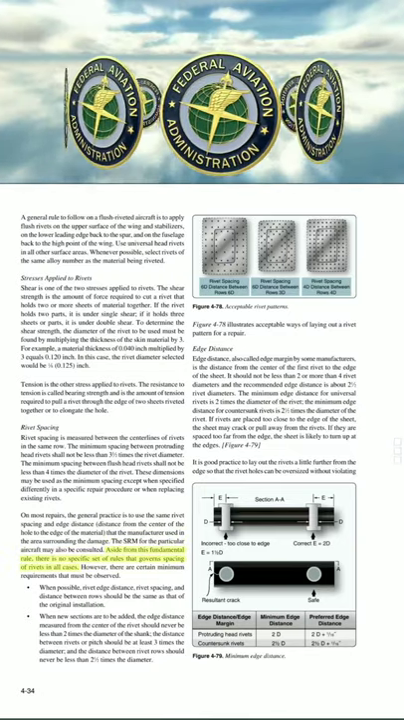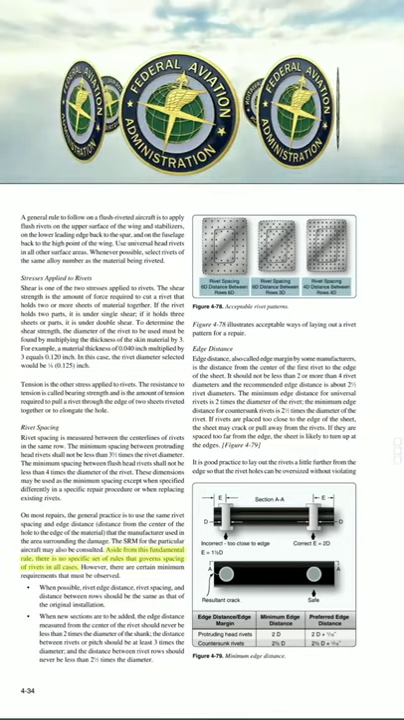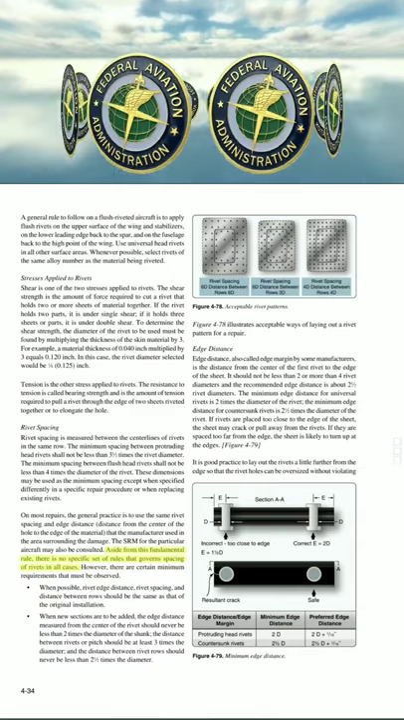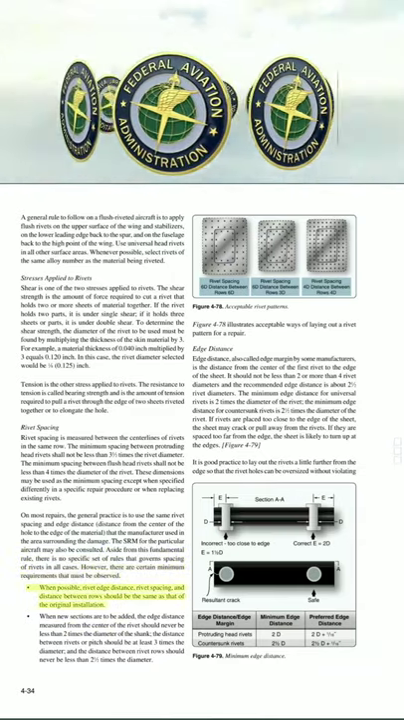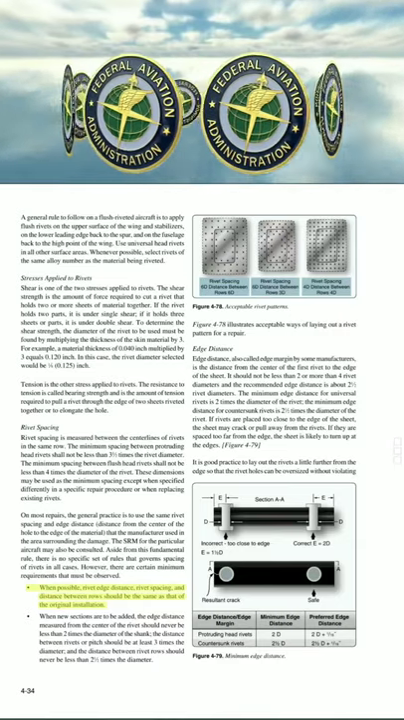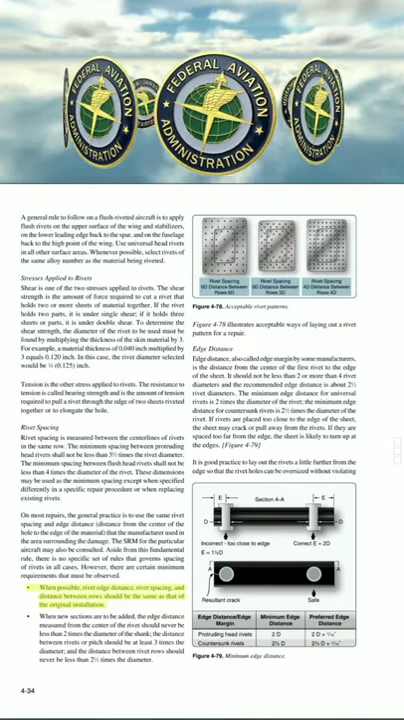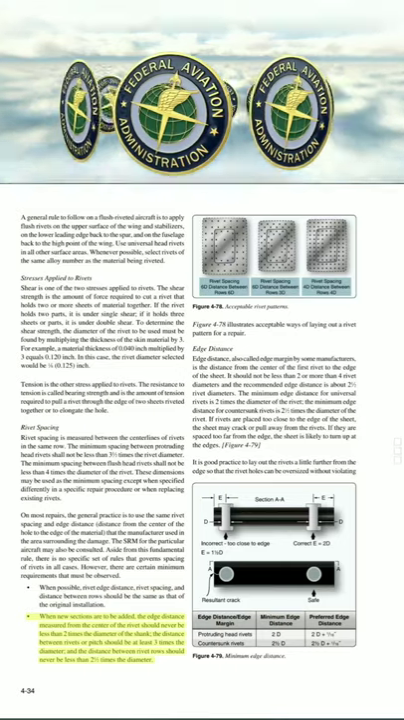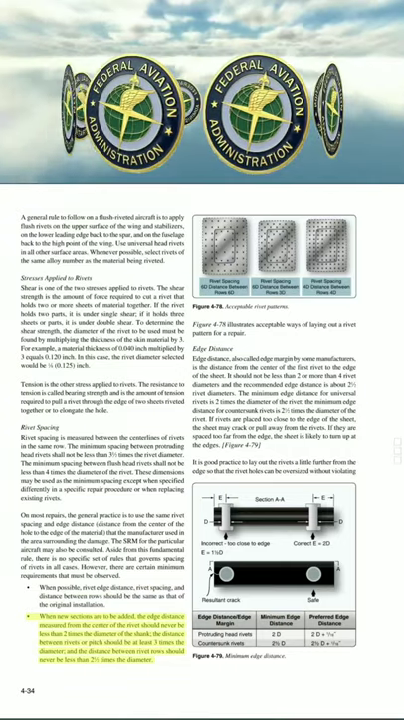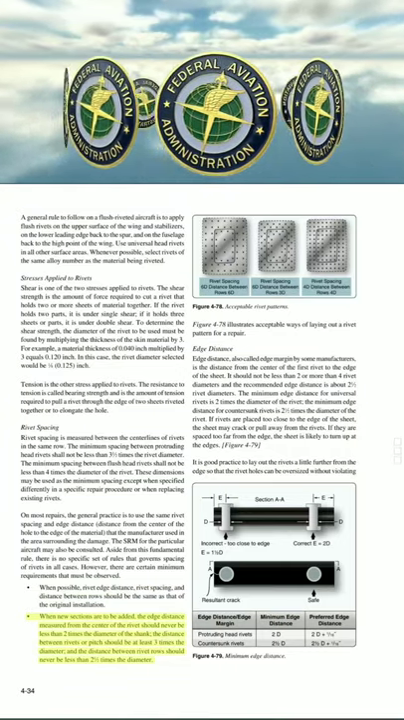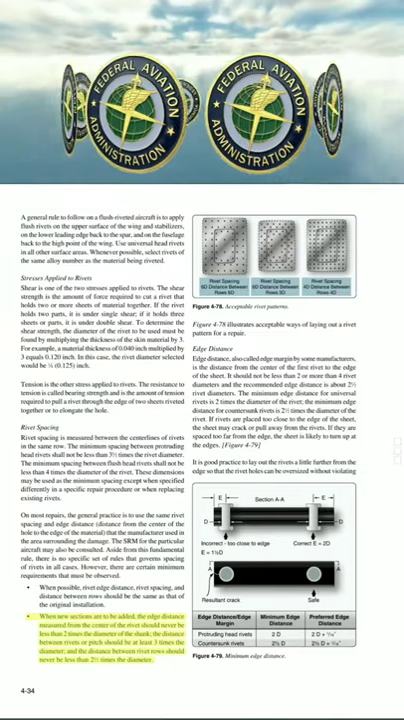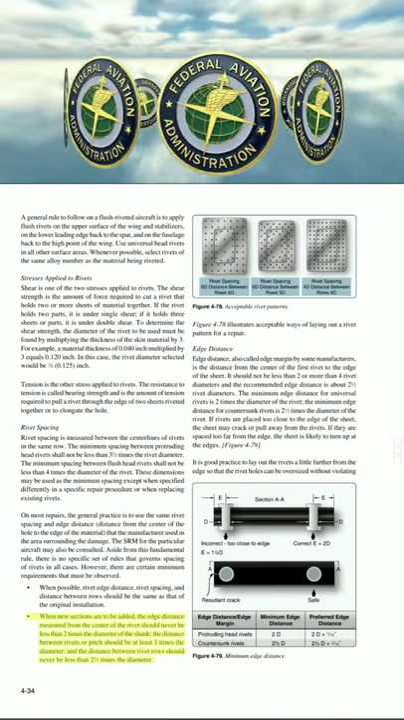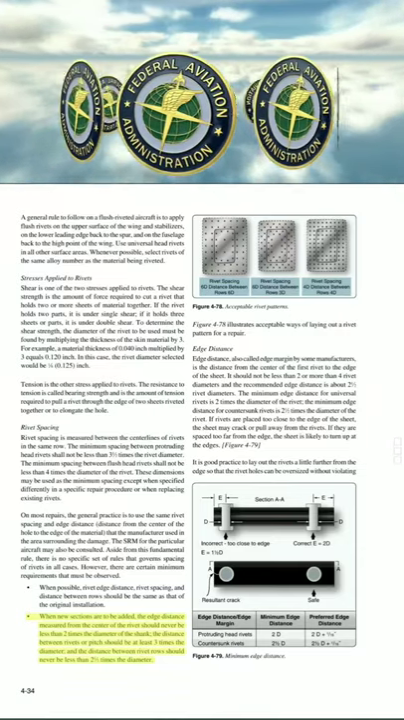Aside from this fundamental rule, there is no specific set of rules that governs spacing of rivets in all cases. However, there are certain minimum requirements that must be observed. When possible, rivet edge distance, rivet spacing, and distance between rows should be the same as that of the original installation. When new sections are to be added, the edge distance measured from the center of the rivet should never be less than 2 times the diameter of the shank, the distance between rivets or pitch should be at least 3 times the diameter, and the distance between rivet rows should never be less than 2 1/2 times the diameter.